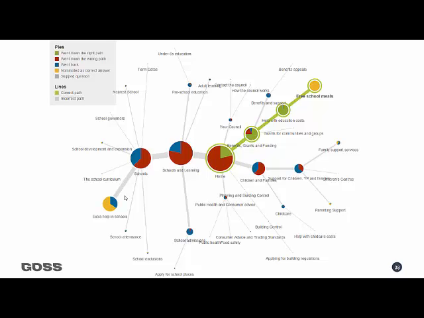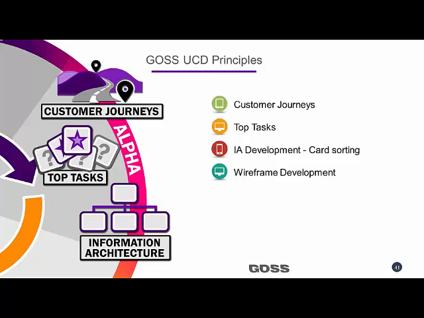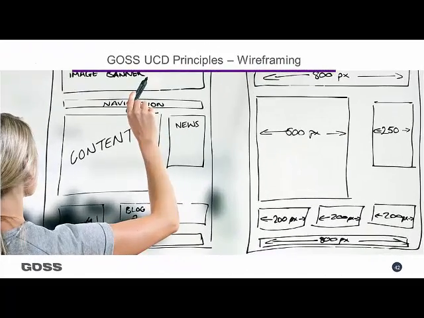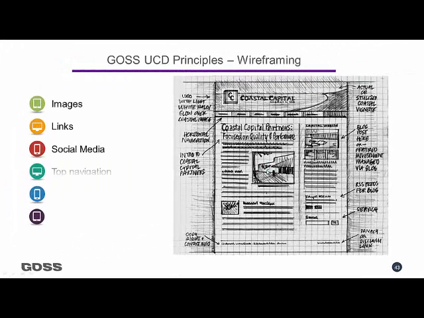Once the work and the advice had been given on the information architecture, we start looking at wireframe development. So now we put together the way that the pages are designed within the website. When we do this, we include where we'd expect to see images, where we'd expect to see links, social media, the top navigation, which is the information architecture that we've just looked at. We'd also have a look at the footer content and also the search area and other utilities.